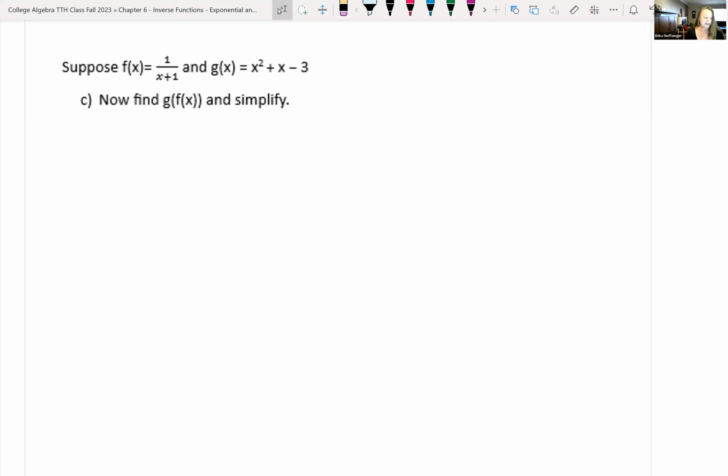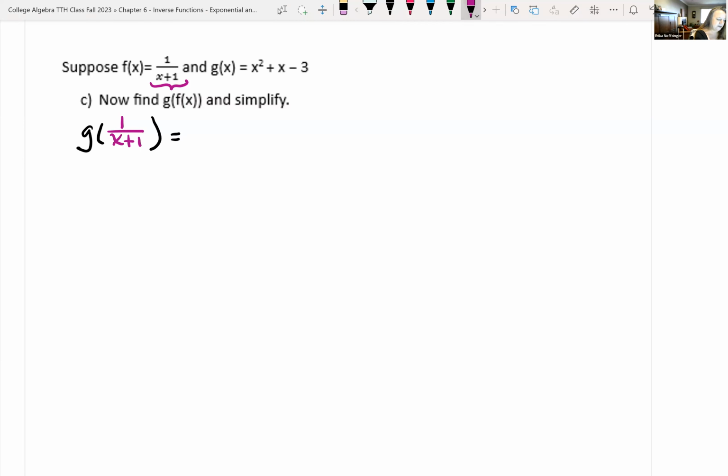So part C, same functions: f of x is equal to 1 all over x plus 1, and g of x is x squared plus x minus 3. This time, though, we want to look at g of f of x. And so we're going to take our f of x function, 1 all over x plus 1, and plug that in wherever we see an x in g of x. So I'm looking at g of the function 1 over x plus 1.